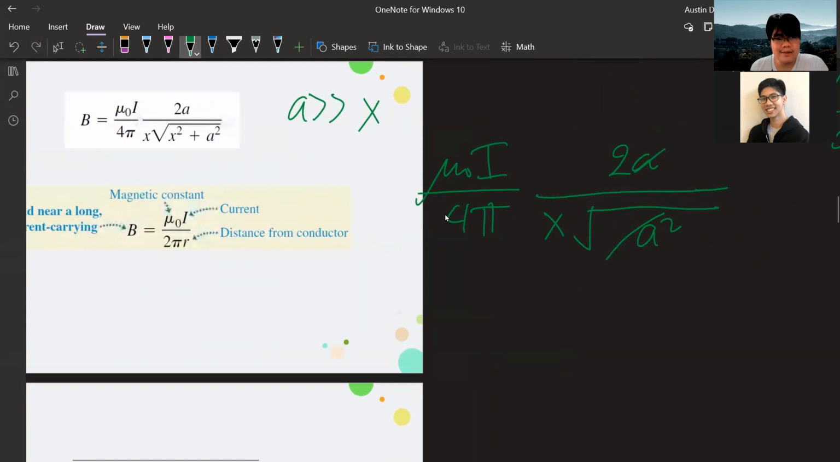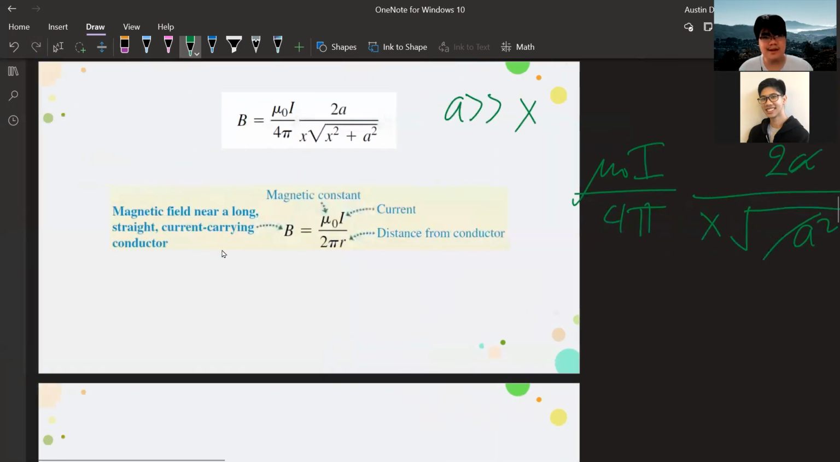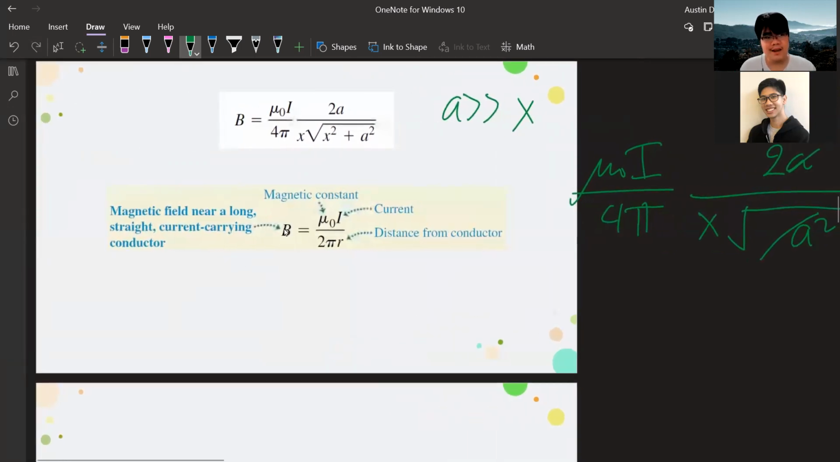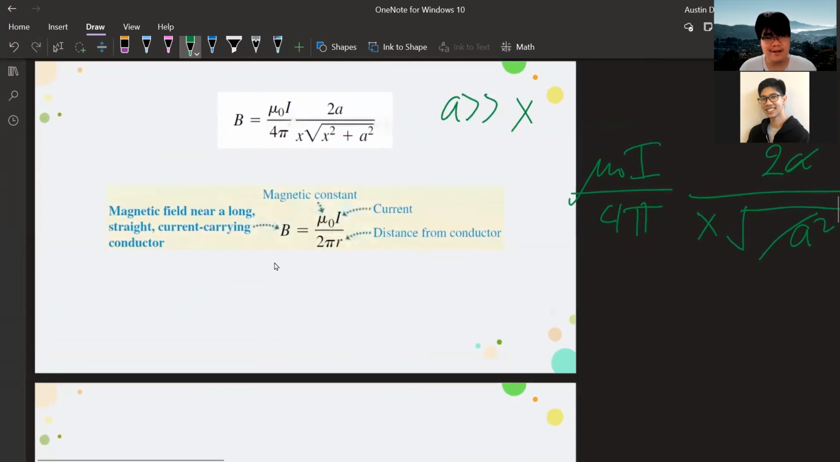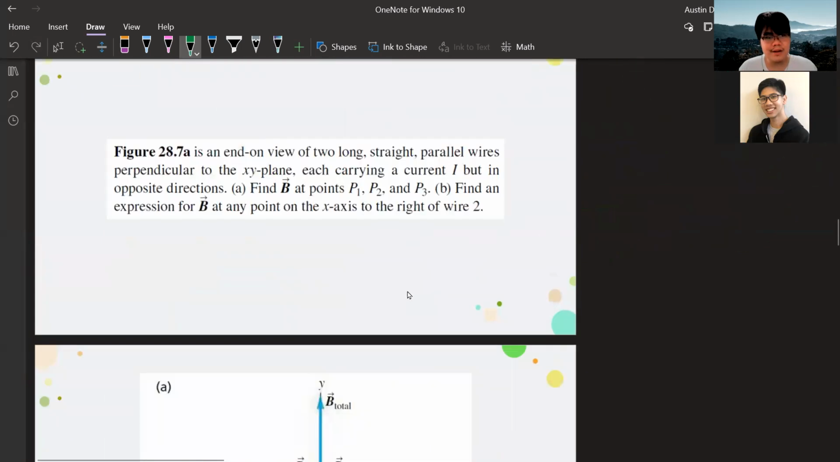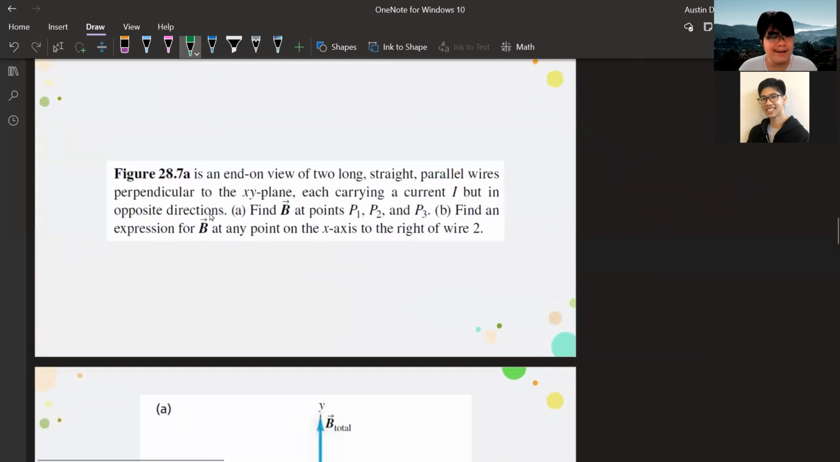Okay, so 2 divided by 4, that's 2 pi x. Okay, yung x is just the distance from the conductor. And it's nice to replace it with r by notation lang. It's nice to do that. Okay, so this is the magnetic field of a long, okay, so kailangan siya long, straight current carrying conductor. Okay. So let's try another example.